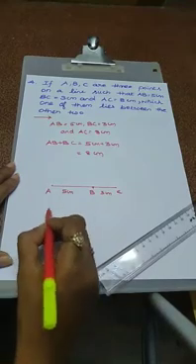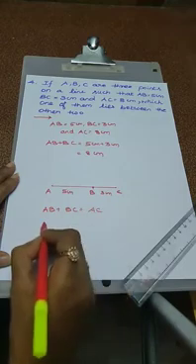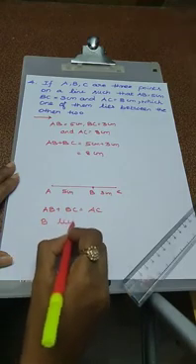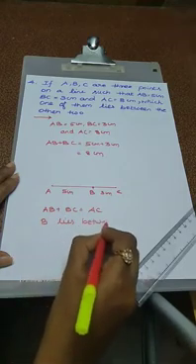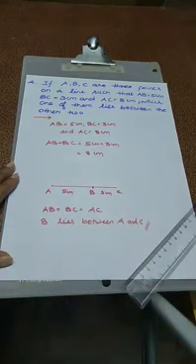Now you just look at the value. AB plus BC is equal to AC. So B lies between A and C. That's all.